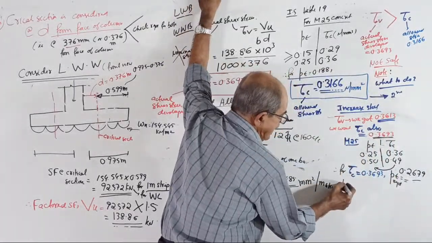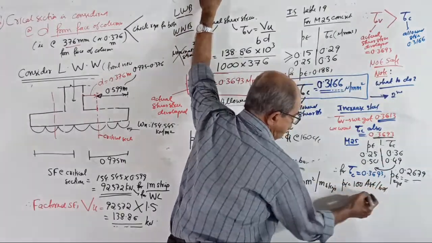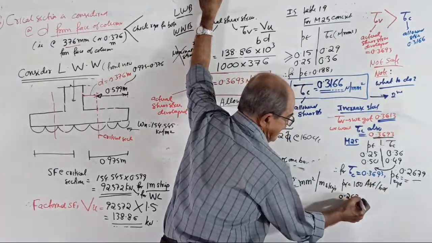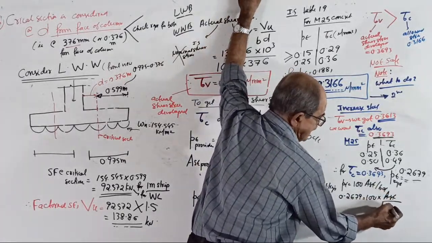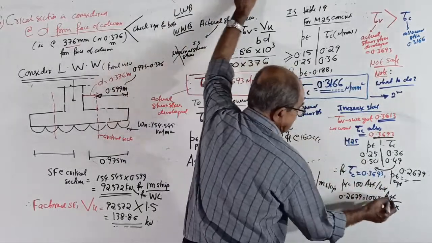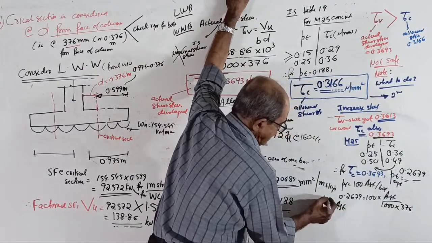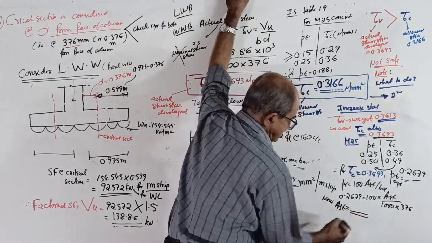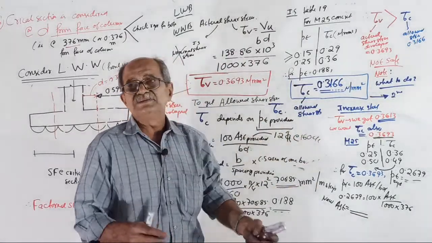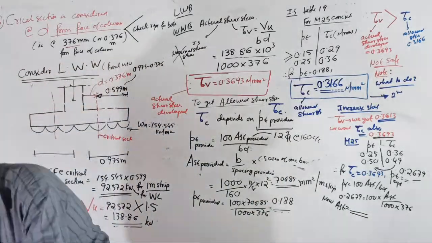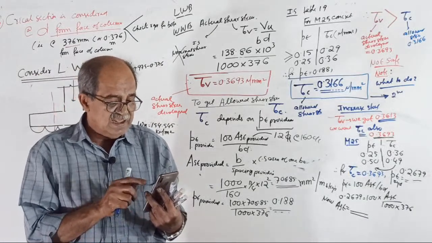PT, your PT equal to 100 AST by BD. Therefore, 0.2679 should be equal to 100 into AST divided by 1000 divided by D, which is 376. Therefore tell me what is the new AST. Answer fast. Your steel should change. You should provide bars closer now. What is the new AST?